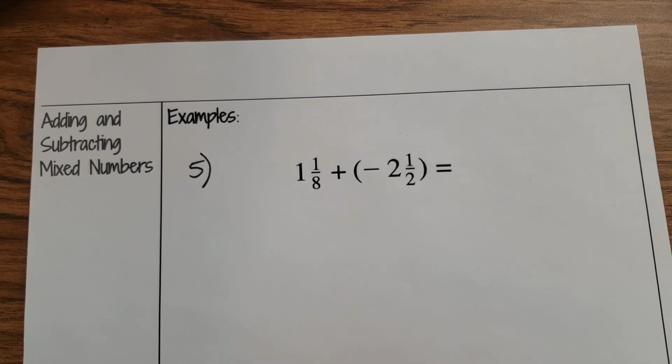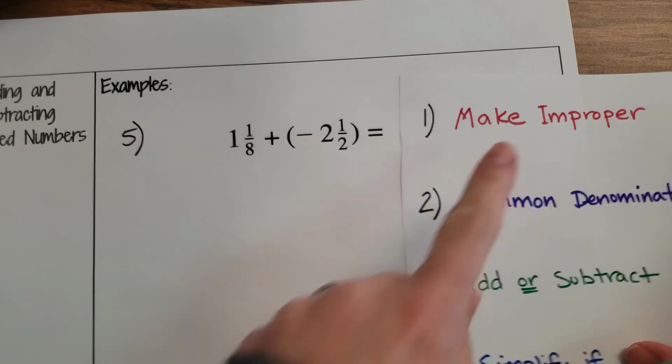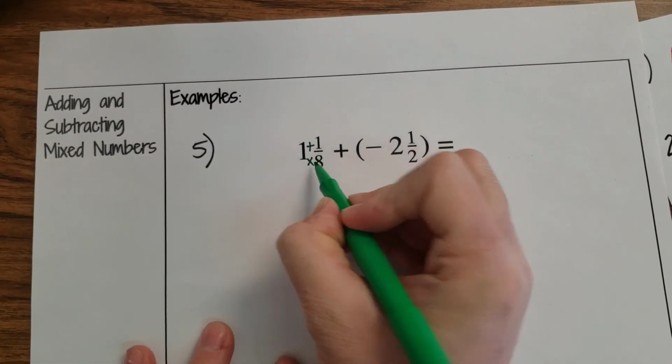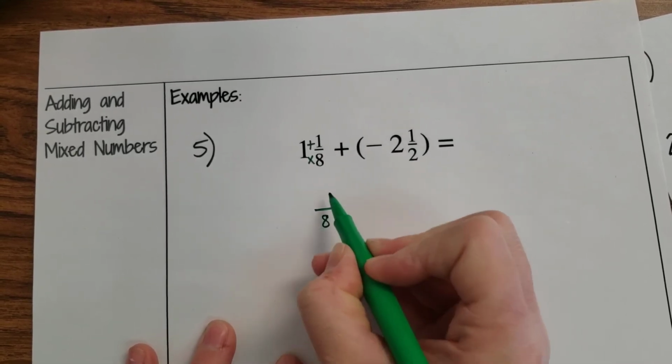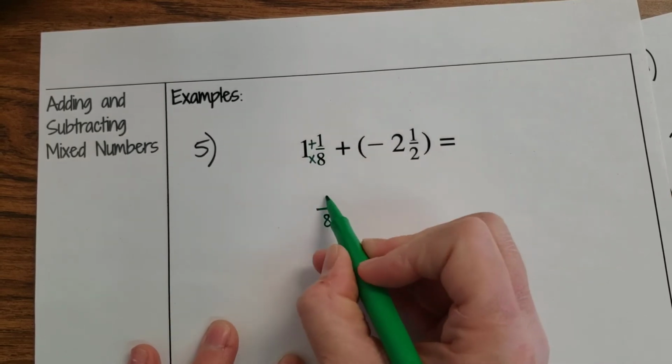All right. So we're going to need to make improper fractions on here. First step, improper. Okay, so put down TX for Texas. If this is eighths, it's going to stay eighths. Let's find the numerator. How many eighths? 8 times 1 is 8, plus 1, we have 9 eighths.